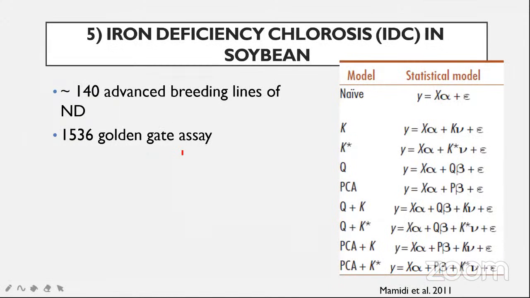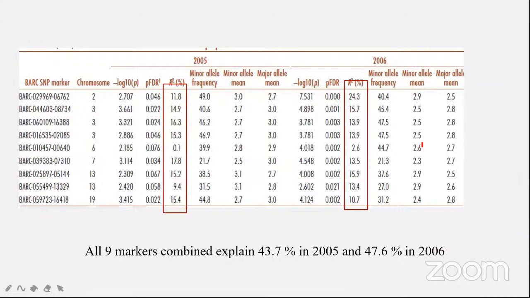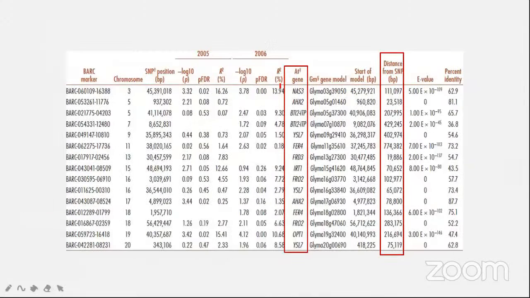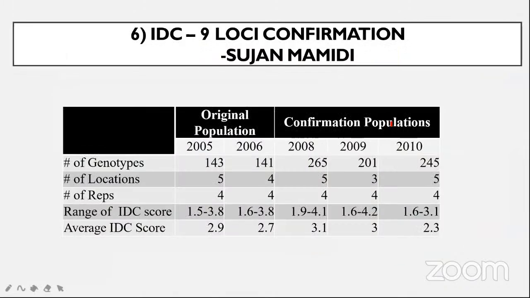And then we have iron deficiency chlorosis in my PhD, where we did 140 breeding lines and 1536 GoldenGate assay marker system. And these are the different models we tested. And we found about 9 markers that are significant. And these are the genes, known genes in Arabidopsis or other species that are associated with iron deficiency. And we found them to be close enough.